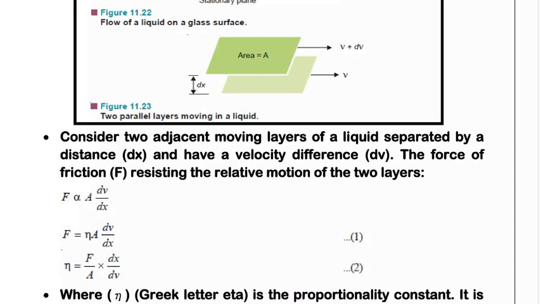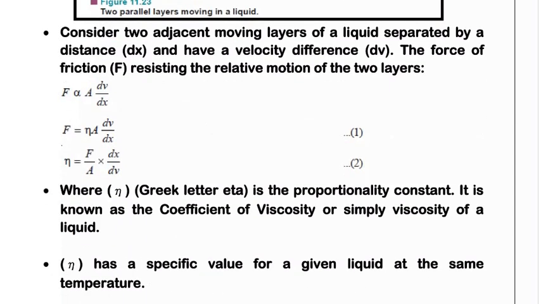And the force of friction F resisting the relative motion of the two layers is defined with the mathematical formula: directly proportional to A dV by dx, and F is equal to eta A dV by dx, and eta is equal to F by A multiplied by dx by dV. Where eta, the Greek letter eta, is the proportionality constant, and it is known as the coefficient of viscosity or simply the viscosity of a liquid.